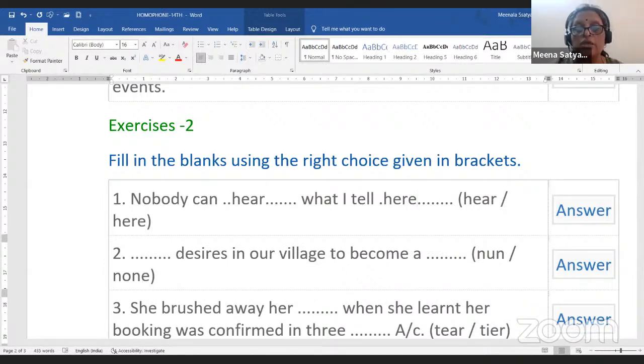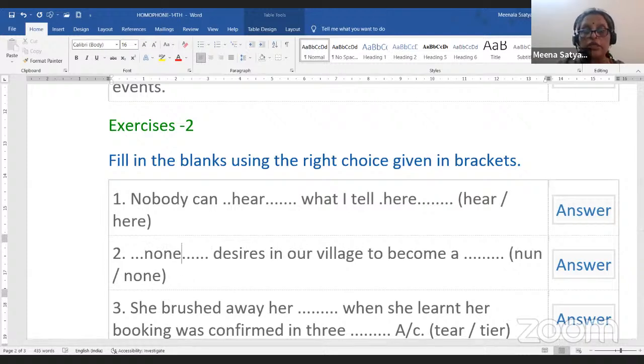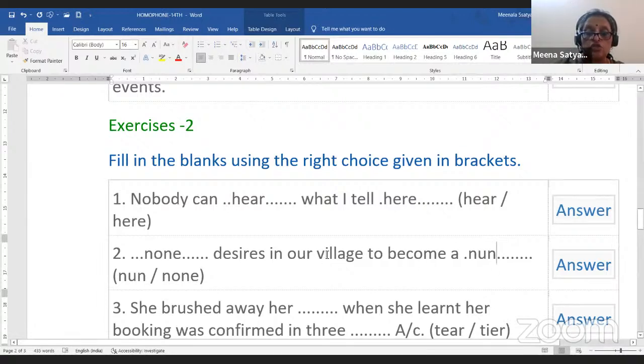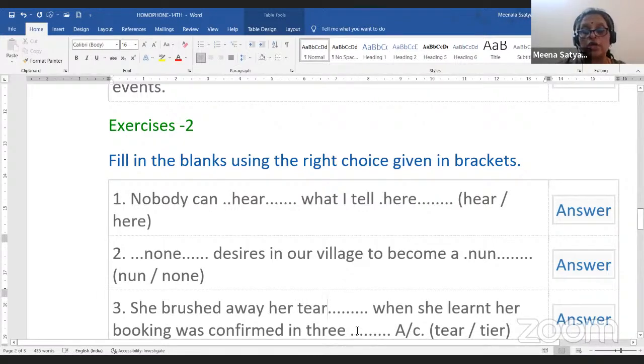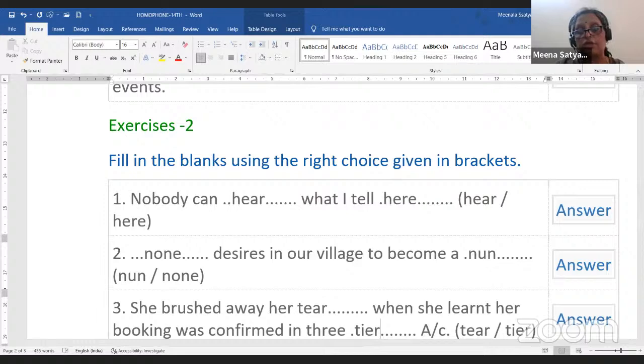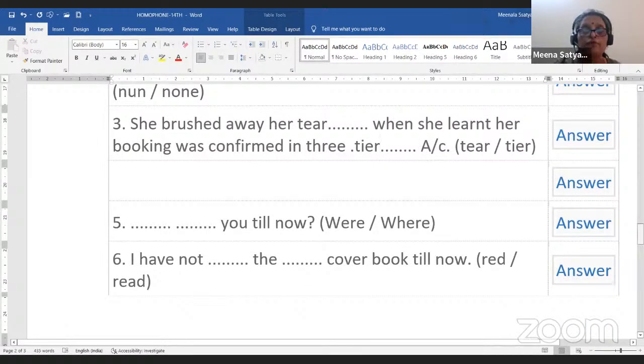Dash desires in our village to become dash. So here, N-O-N-E, nun desires in our village to become a nun. She brushed away her tear, T-E-A-R, when she was confirmed in three tire essay. So tire, actually, tear, tire.